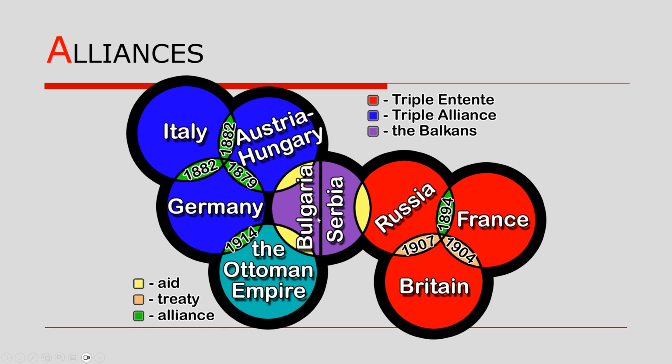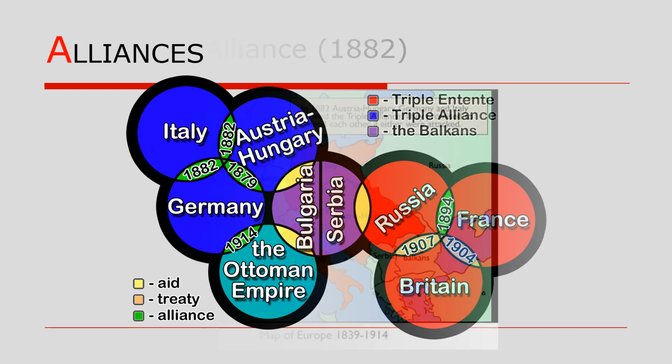There are some other minor states that we don't need to be too concerned about here: Bulgaria, Serbia, the Ottoman Empire. For thinking about the short-term causes of World War I, certainly Serbia is very important, but for our purposes in U.S. history, not that important.